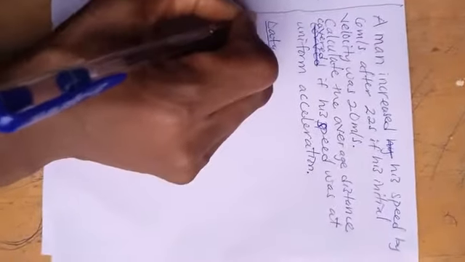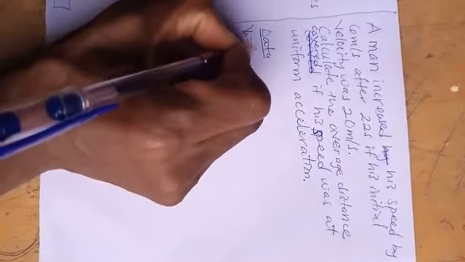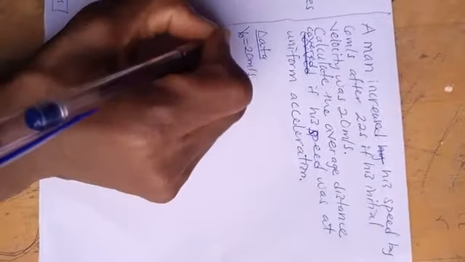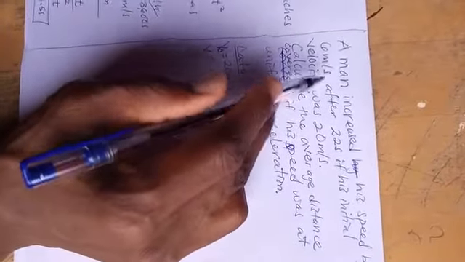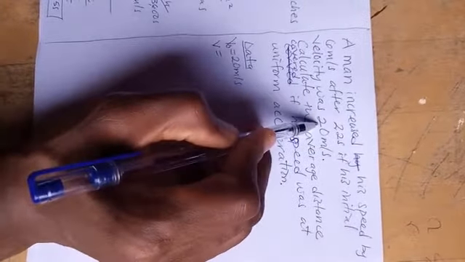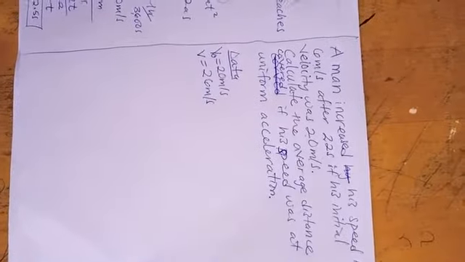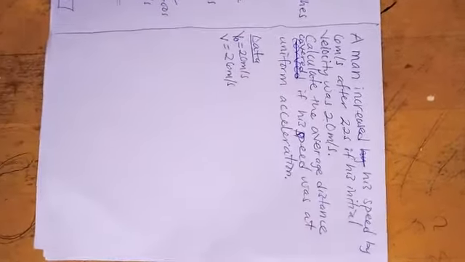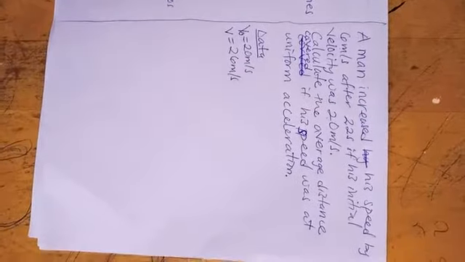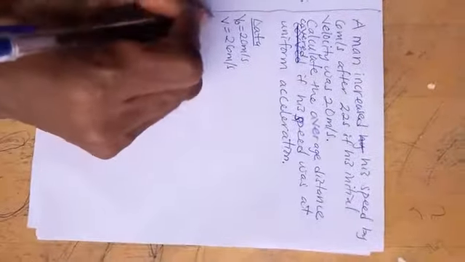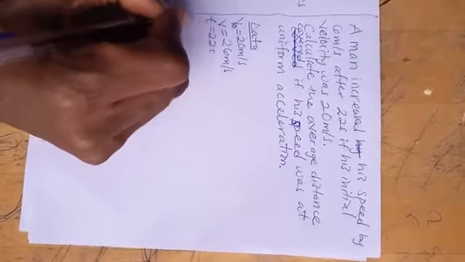The initial velocity v naught is 20 meters per second. The final velocity is increased by 6 meters per second, so the final velocity will be 6 plus 20, which gives us 26 meters per second. We are asked to calculate the average distance traveled by this man. The time here is 22 seconds, and the distance s is unknown.